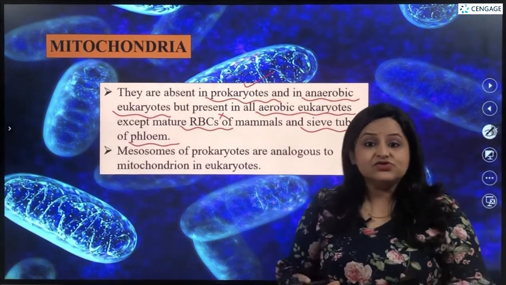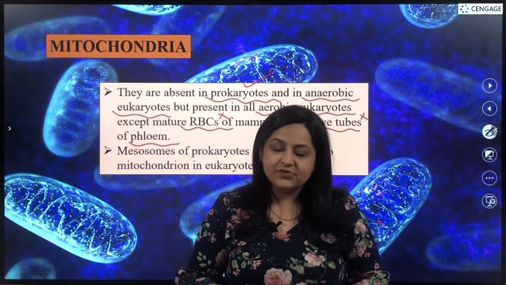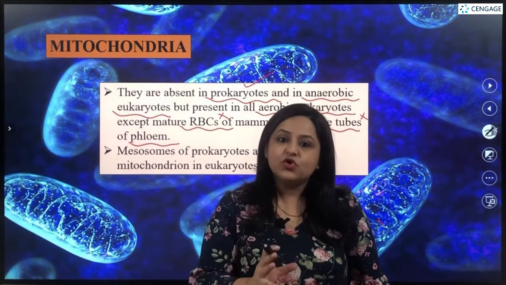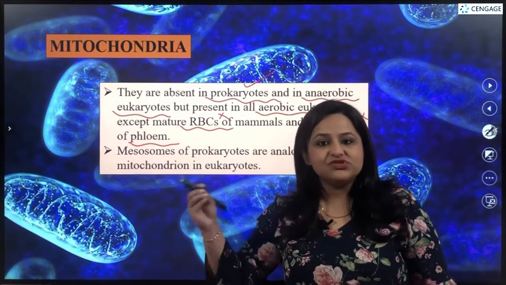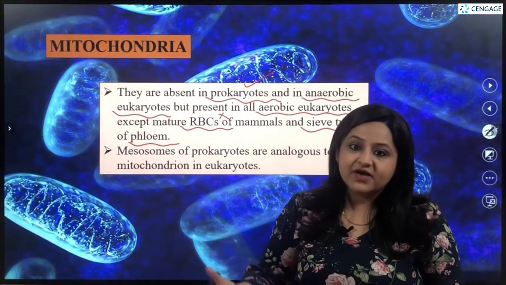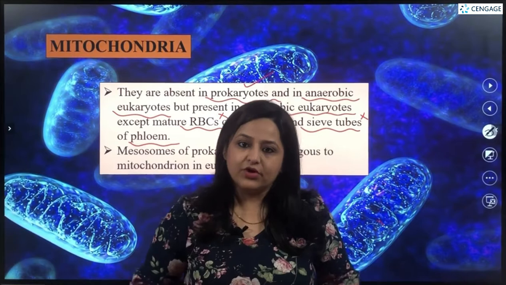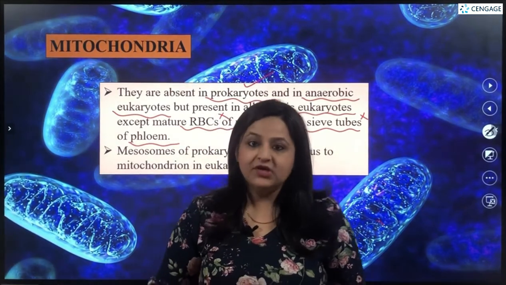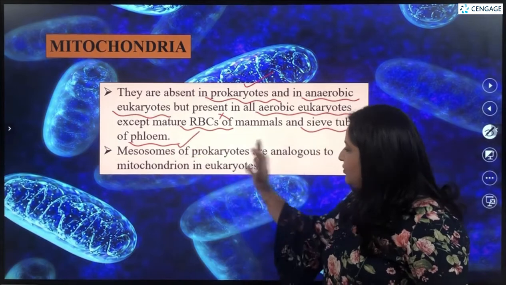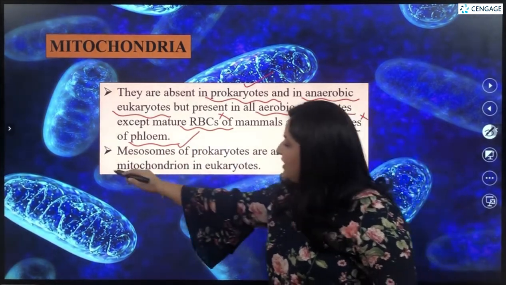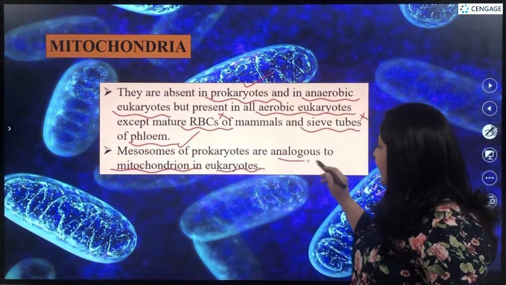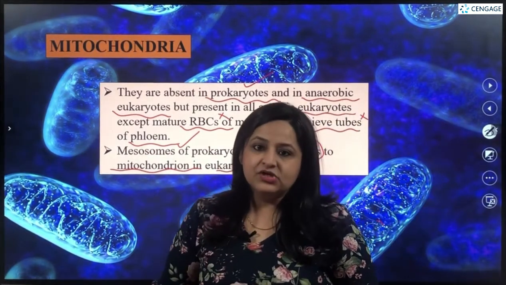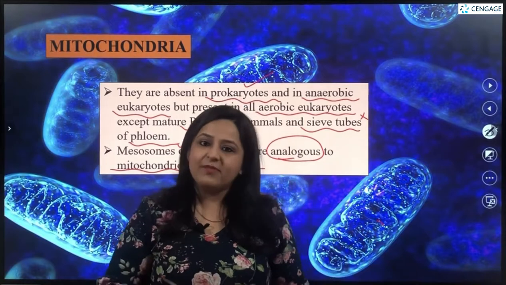Then, the mesosomes that we see in the case of prokaryotes, we have also studied about them when we discussed the prokaryotic cell. So, mesosomes are almost the same structures, the analogous structures of mitochondria which are present in prokaryotes, because they both perform almost the same type of function. So, we can say mesosomes of prokaryotes as well as the mitochondria in eukaryotes are analogous structures performing the same function. So, this was some of the introduction of mitochondria.